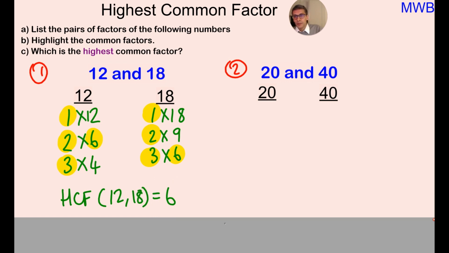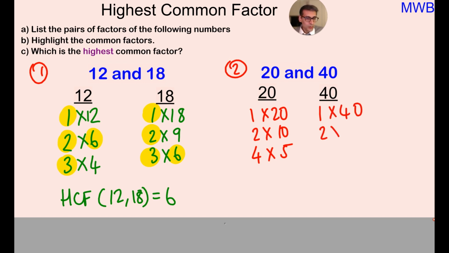For the second example, if you haven't had a go, then have a go now. Pause the video, I'm going to go through this now. So for the second example, 1 times 20, 2 times 10, 3 doesn't go, so we'll leave that, 4 times 5, and then it starts to repeat. So these are the factors of 20, and now we're going to list the factors of 40. 1 times 40, 2 times 20, 3 doesn't go, 4 times 10, 5 does go, so 5 times 8, 6 doesn't go, 7 doesn't go, and 8 is already listed here.